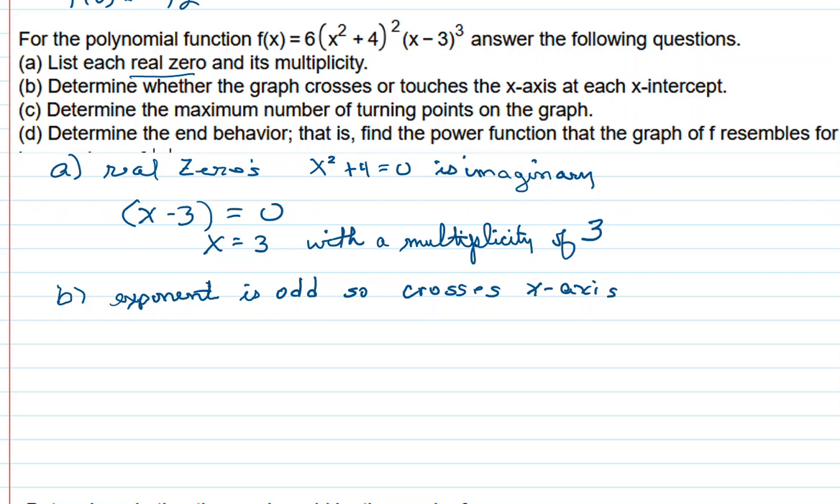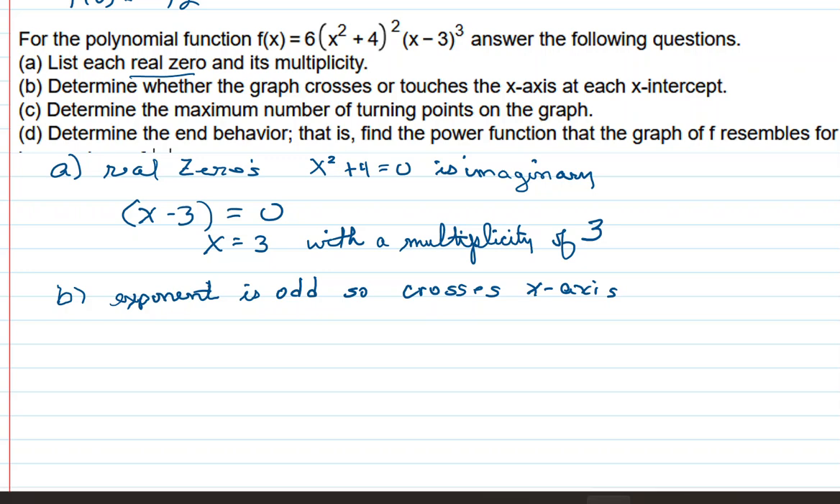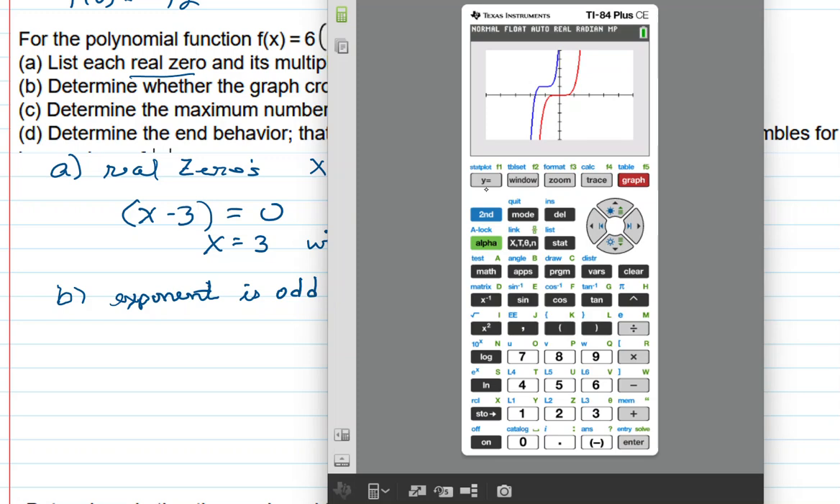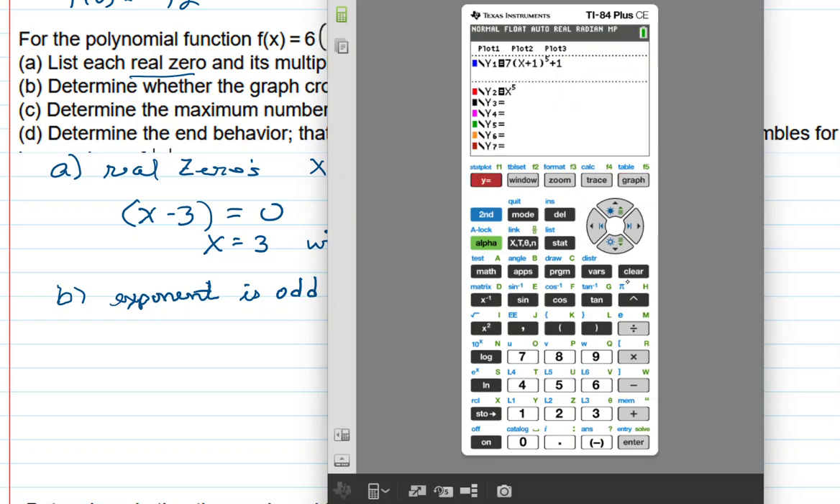Great. All right. Determine the maximum number of turning points on the graph. Now, we have a degree. What is the degree on this thing? We have a degree of 3. So we should have 2 turning points. But one of them goes right through, right? So do we have 2 turning points? Could be. I'm not sure, because it's a multiplicity. We're going to graph it. I am not sure, folks.